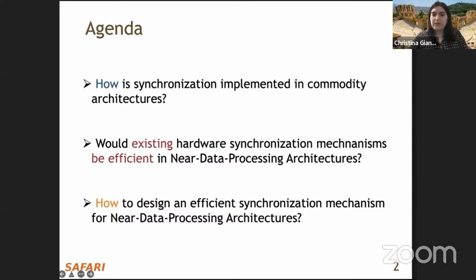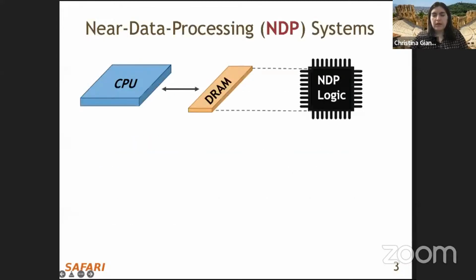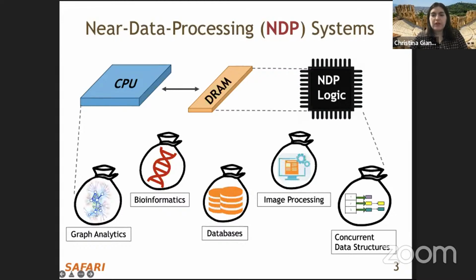I will start with the motivation to enable efficient synchronization support in near data processing architectures. As we all know, recent studies have greatly renewed interest in near data processing architectures, or NDP. NDP architectures improve performance and energy efficiency of a computing system by moving computation closer to the data and reducing data movement. Therefore, NDP architectures are quite attractive for a wide range of application domains, including graph analytics, neural networks, bioinformatics, and many more application classes.